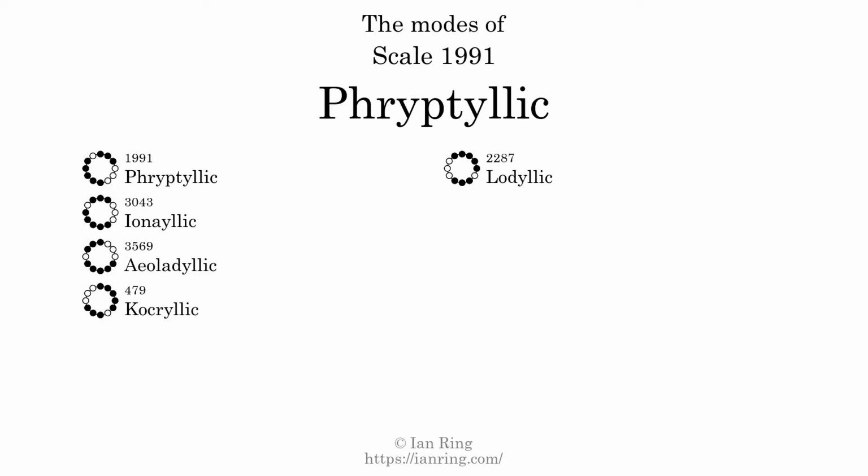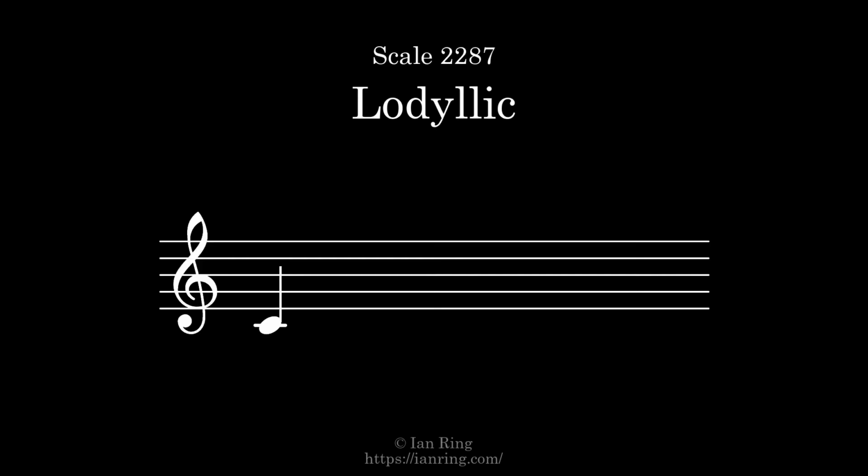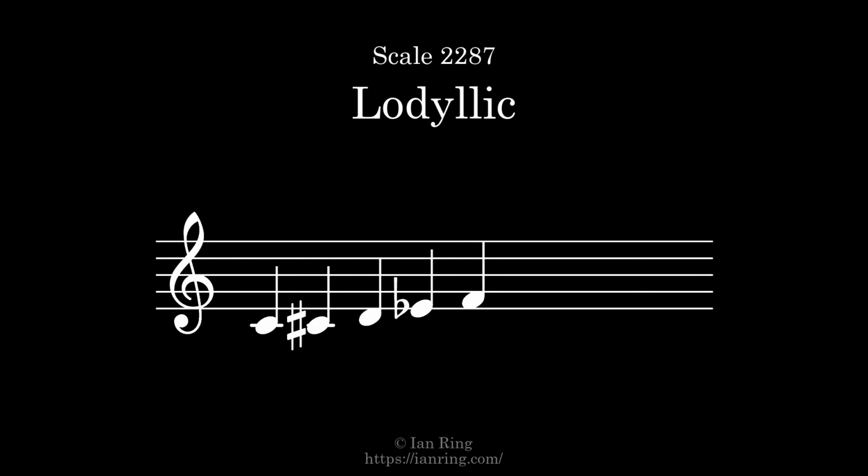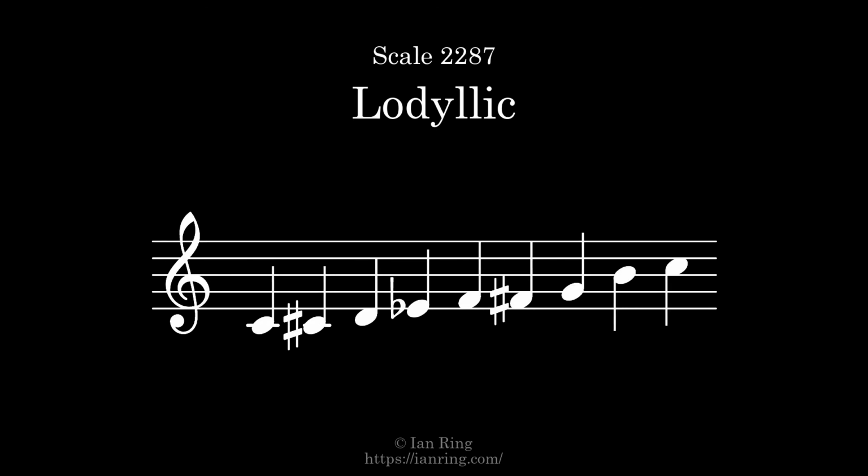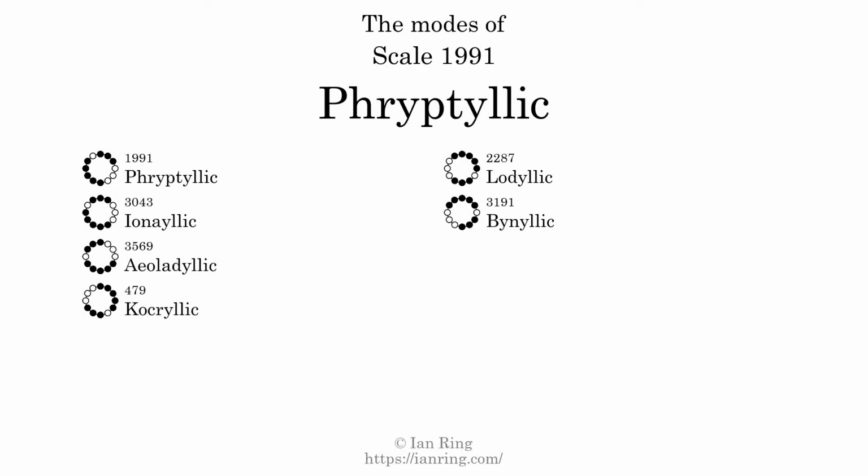The fifth mode is scale 2287, also known as Phryptyllic. It sounds like this. The sixth mode is scale 3191, also known as Phryptyllic. It sounds like this.